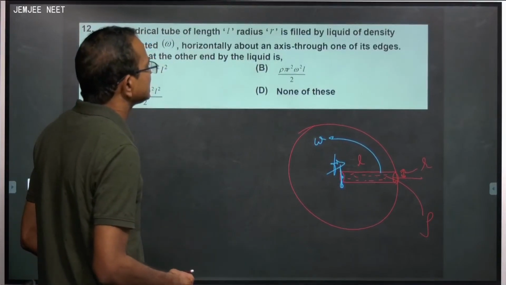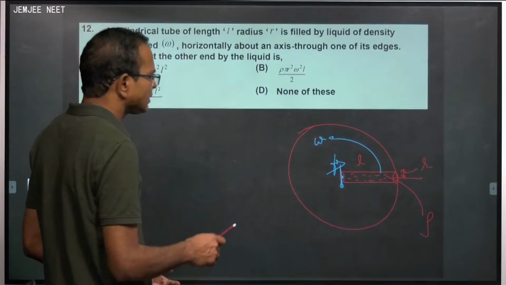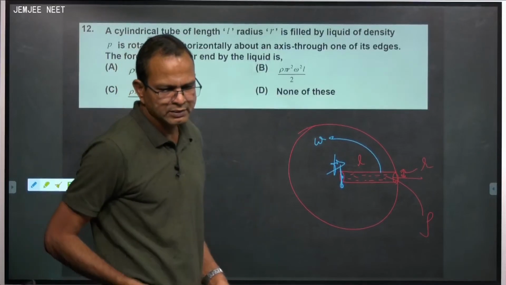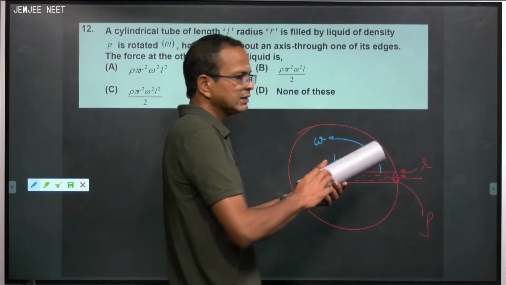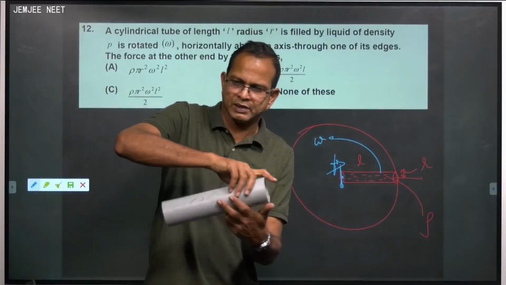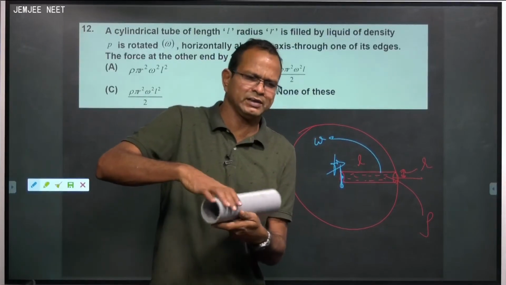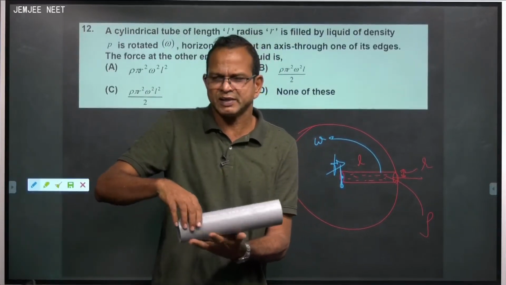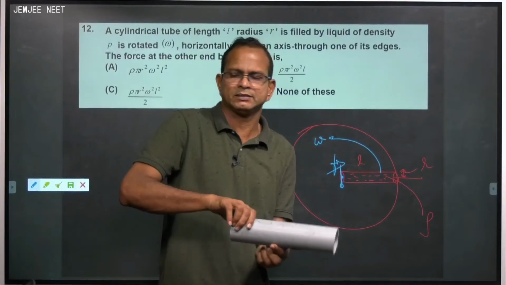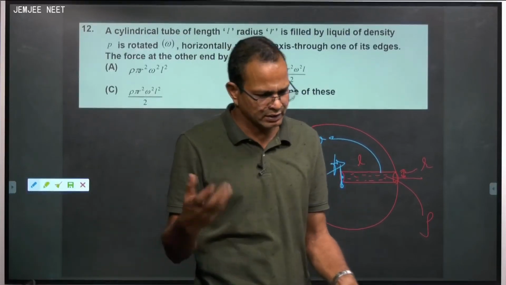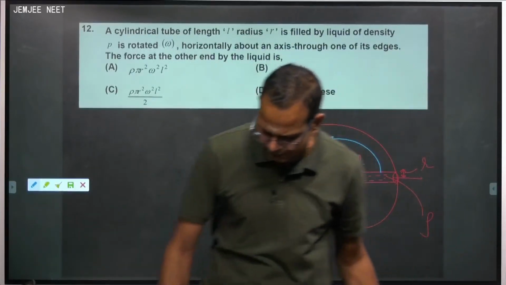Horizontally about the axis along one of its ends. They rotate it horizontally. What I showed you was vertical. I rotated it like that, vertical, but they are saying horizontal, like this. Why are they rotating it in horizontal? Therefore the effect of gravity can be avoided. Neglected. Not neglected, it is no more there, because it comes at 90 degrees.